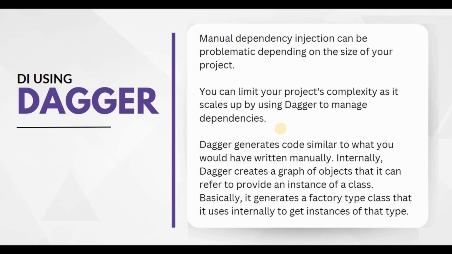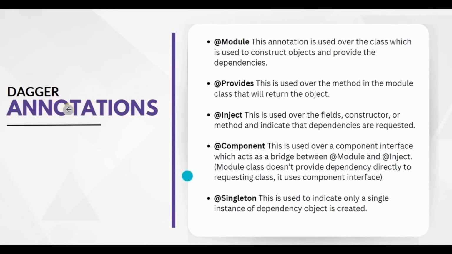So basically, Dagger generates the same code what we would have manually written. But here comes the twist, that it internally creates a graph of objects that it can refer to provide an instance of a class. Basically, it generates a factory type class that I'll show you when we create the example project, okay? Now, all of this is done using annotations. Let's have a look at them.